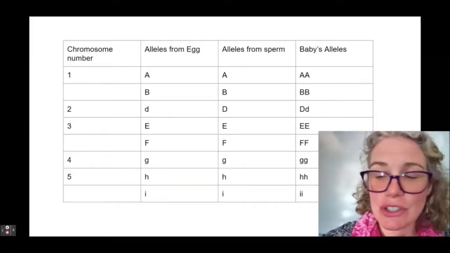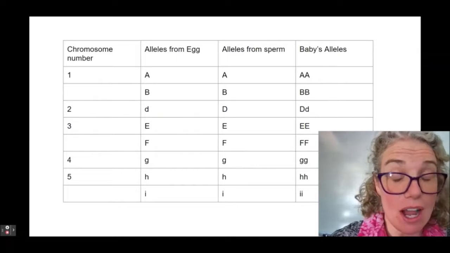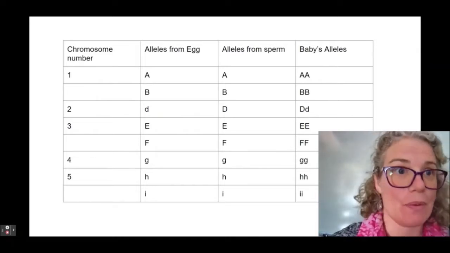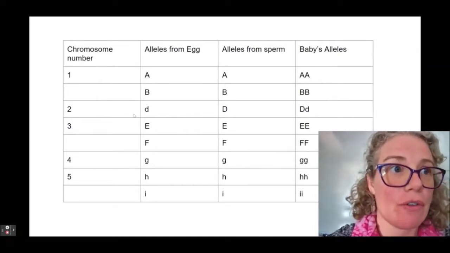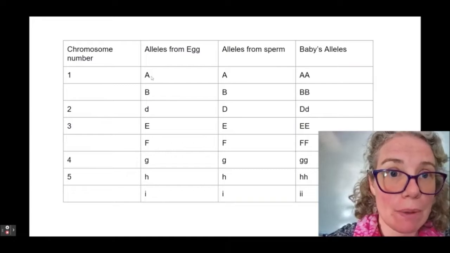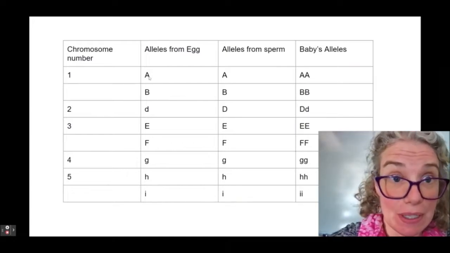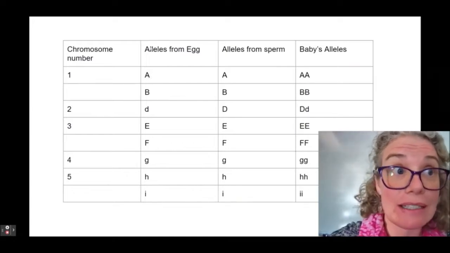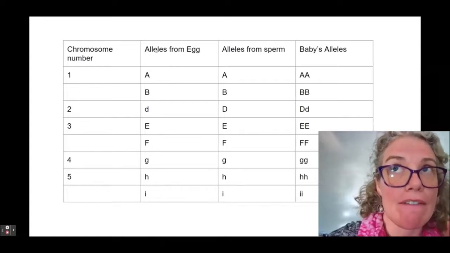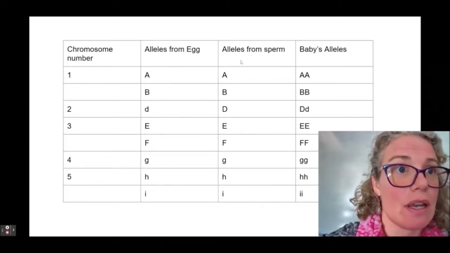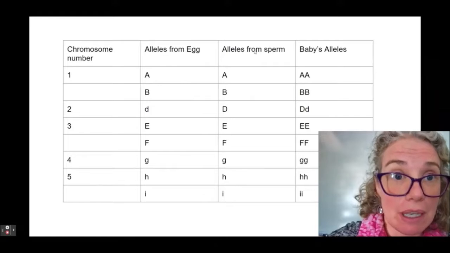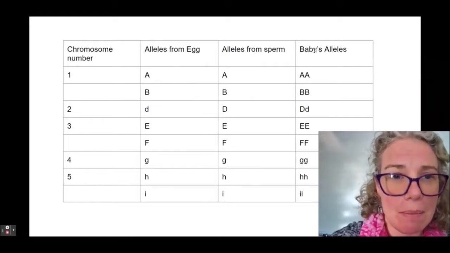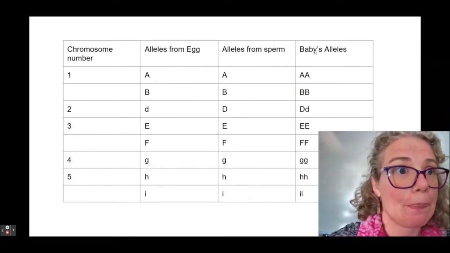Okay, so I just took the information that we just saw with our baby's chromosomes and I put it into a chart. So for each chromosome number, I recorded the DNA sequence, again, that we had been calling an allele, because it's a version of that DNA sequence that came from the egg, the one that came from the sperm, and then what would the combination be for baby.